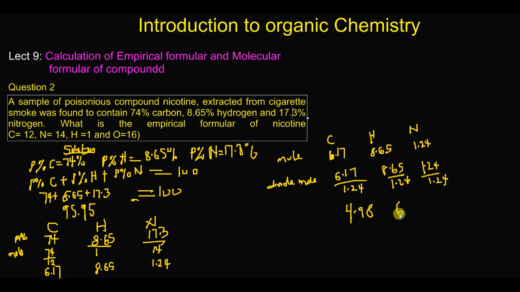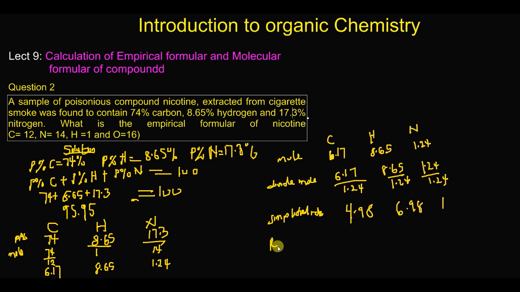And then you get 6.98, okay, and then the other one you get what? 1. So this is the mole. So this is the simplified ratio. Now once you get the simplified ratio, you just round it up.